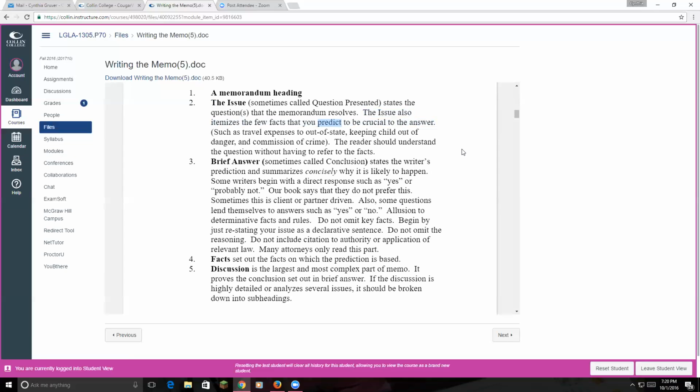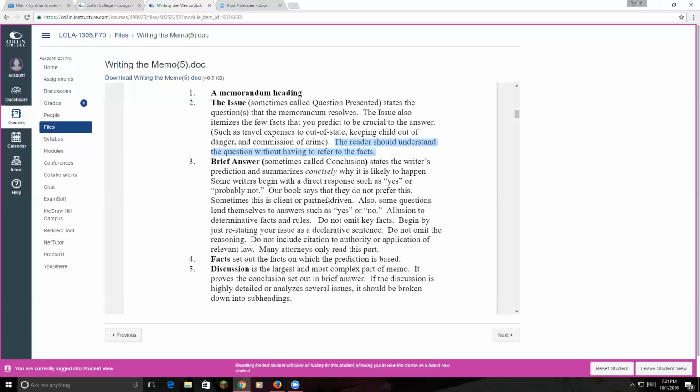Now that's kind of a funny thing that the author's doing here. You're not really predicting because you're not going to write this, or at least you're not going to finalize this, until you've already done your discussion section. So when you say predict, in some sense you're predicting in that this appears in page order before you get to the discussion, but you aren't predicting. You know exactly what the important facts are, but you're predicting for the reader, so to speak. The reader should understand the question without having to refer to the facts.